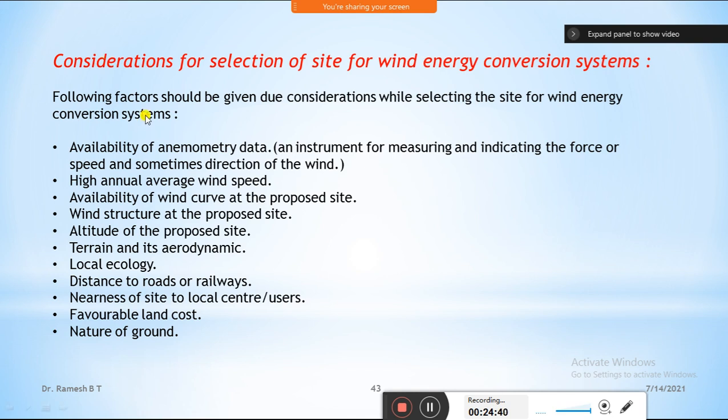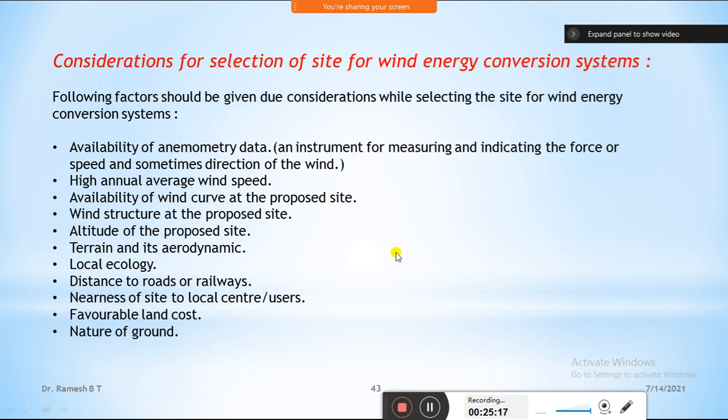These are some factors we are going to face. First is the availability of anemometer data. An anemometer is an instrument for measuring and indicating the force or the speed and direction of wind. So first we have to see the site with the wind direction, the quality of the wind as well as the wind direction. That is the first thing we have to consider.